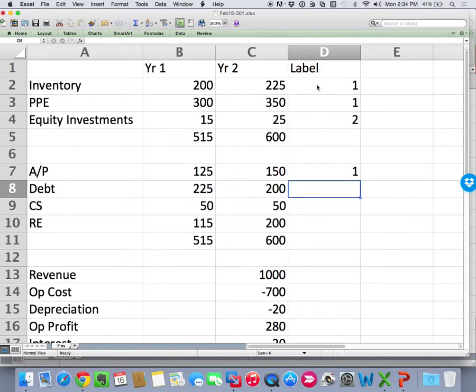Interest-bearing debt to a bank or bondholder. 3. That's a 3. Common stock at par value. That's equity. Retained earnings. That's also equity.